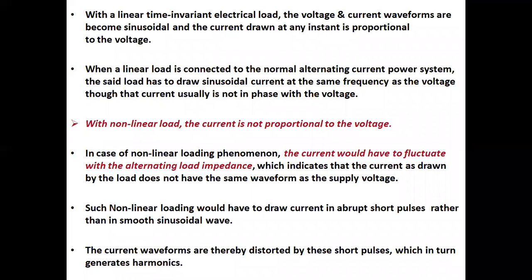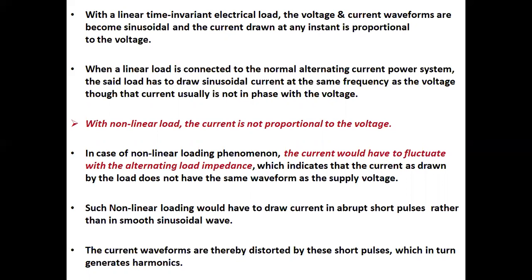With a linear time-invariant electrical load, the voltage and current waveforms are sinusoidal, and the current drawn at any instant is proportional to the voltage. When a linear load is connected to the normal alternating current power system, the load draws sinusoidal current at the same frequency as the voltage, though that current usually is not in phase with the voltage.